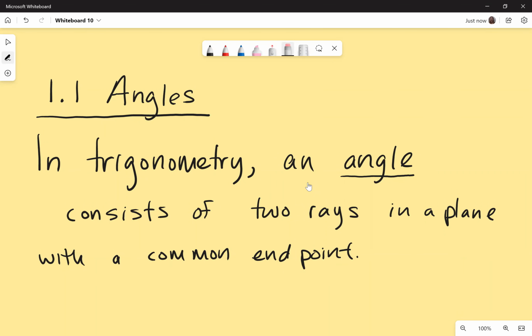We're going to start off with section 1.1 talking about angles. And we're going to just go over some of the basic definitions. In trigonometry, an angle consists of two rays in a plane with a common endpoint.